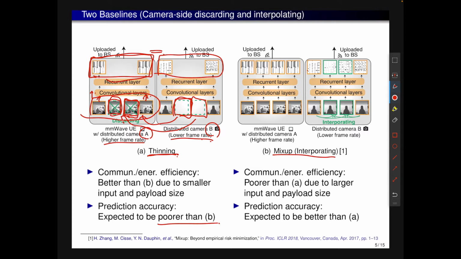The other baseline is mix-up, which interpolates image features, taking, say, linear interpolation. This outperforms the other one because the interpolated features may help to enhance the prediction accuracy, but communication and energy efficiency becomes poorer than the other baseline because of the higher payload size and higher input dimension.